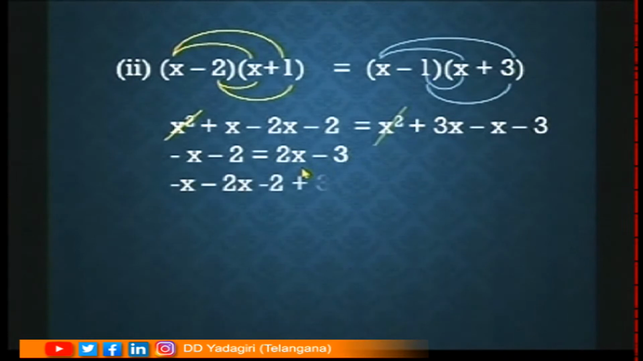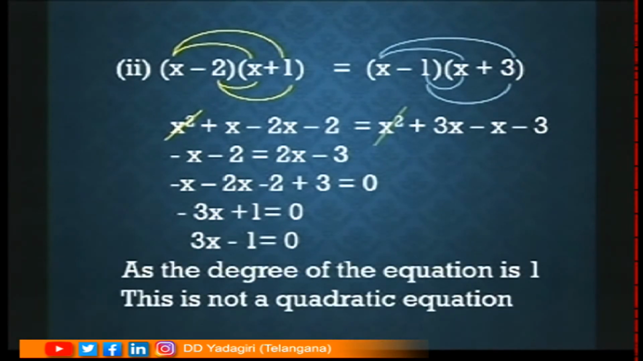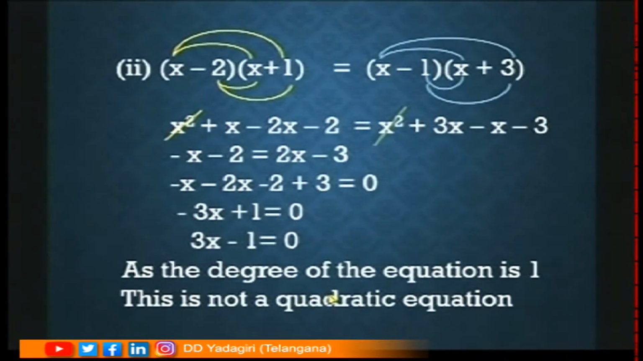Now, let's try to write this as one equation by transposing the elements. What do we get? We get −3x + 1 = 0. Let's rearrange the equation as 3x − 1 = 0. As you see, the degree of x here is 1. We observe it is not a quadratic equation but a first degree equation. So, this is not a quadratic equation.